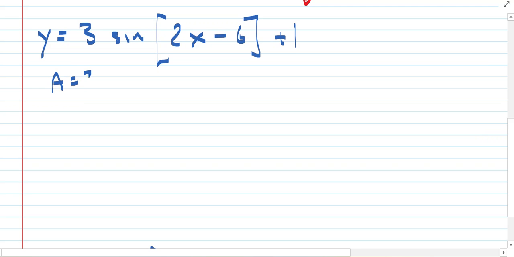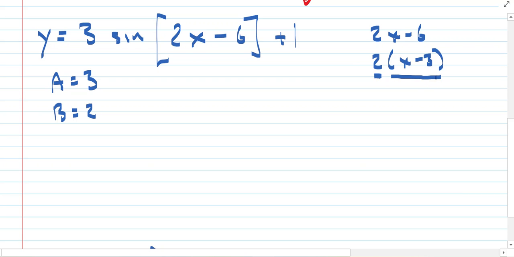So the amplitude is 3. Our B is going to be 2, but first of all, notice that this needs to be factored. So over here, I'm going to take 2x minus 6. I'm going to factor it and get x minus 3. That is now in the correct form. B has to be completely factored out from the horizontal phase shift.